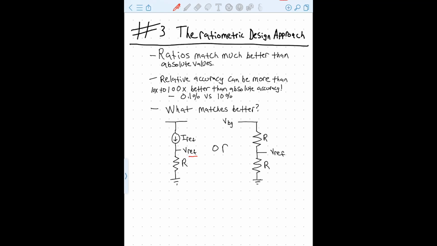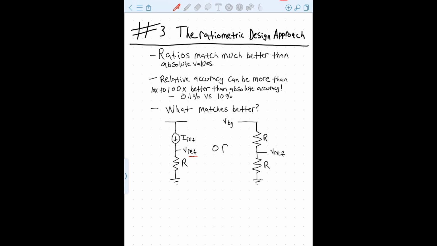Today I would like to discuss another topic in my video series, which is the ratiometric design approach. The ratiometric design approach is essentially designing with ratios in mind. And the reason for that is because ratios are significantly tighter than an absolute value of something.